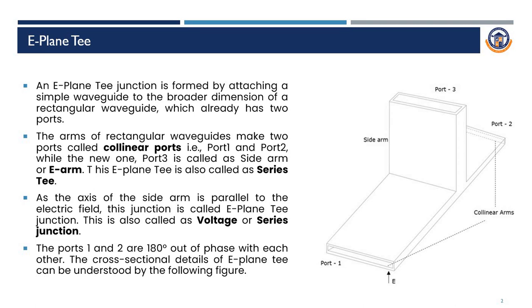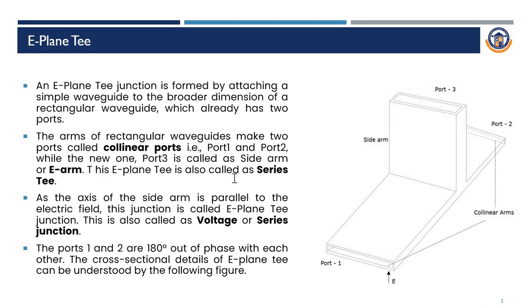waveguide which already has two ports. And we already studied this rectangular waveguide in electromagnetic waves and waveguides. So here port 1 and 2 are collinear arms and port 3 is the side arm. The arms of the rectangular waveguide make two ports called collinear ports, that is port 1 and port 2, while the new one, port 3, is called the side arm or E arm.